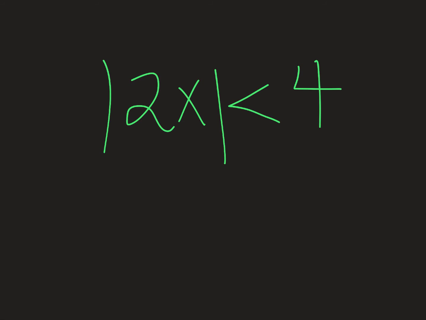Let's look at another one. Let's say that we have absolute value of 2x, I'm sorry, the absolute value of 2x is less than 4. Okay? This is a less than, so you're going to write it as a compound inequality, right? All right, so you're going to bring down what you have inside of the inequality signs, go in the middle, okay? Which is this right here, 2x.